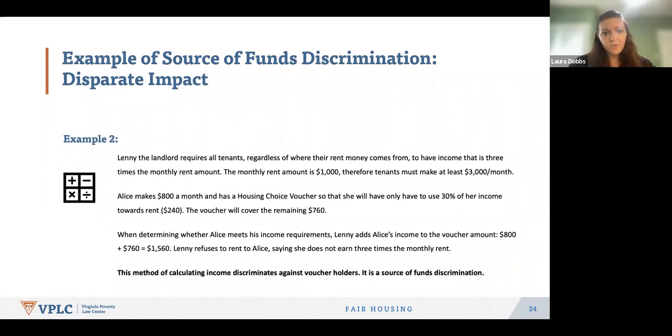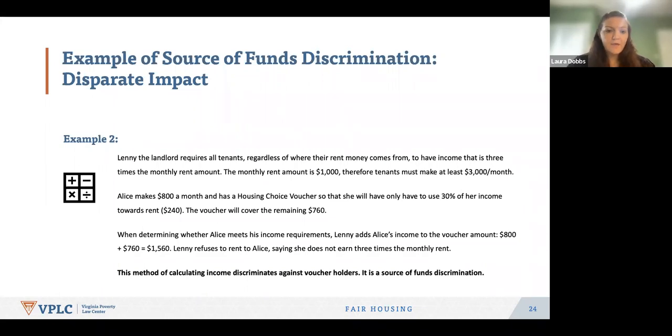Here, Lenny, the landlord, requires all tenants, regardless of where their rent comes from, to have income that is 3 times the monthly rent amount. Here, the monthly rent is $1,000. Therefore, Lenny is requiring tenants to earn at least $3,000 a month. Now, Alice makes $800 a month, and she has a housing choice voucher so that she will only have to use 30% of her income towards rent, which is $240, and her voucher will cover the remaining $760 of the rent.